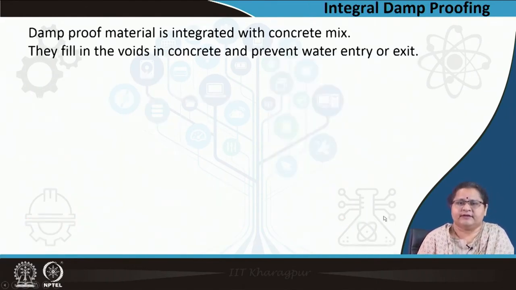Now, we come to the next type of damp proofing, which is called integral damp proofing. Integral means integrated with the material. It is usually added in the concrete mix or the mortar mix when it is a case of plastering. These materials are usually soapy materials. That means it will be repellent to the water.